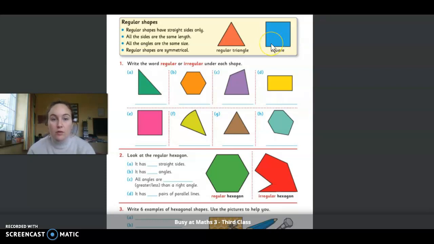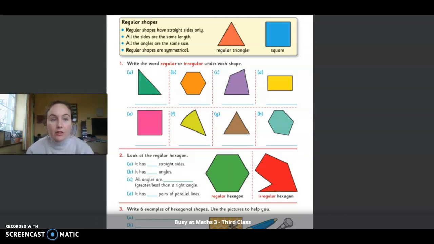Okay, so a regular shape has only straight sides. All the sides are the same length. All the angles are the same size, and they are symmetrical. So you can put a line through the center and both sides will be identical on either side.